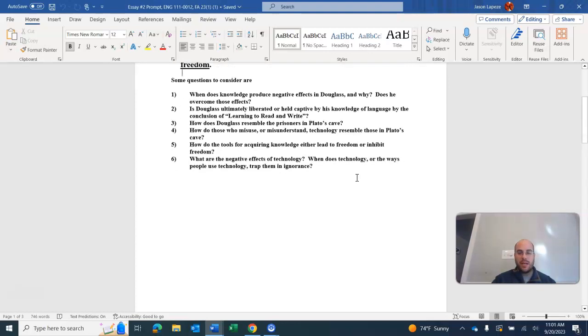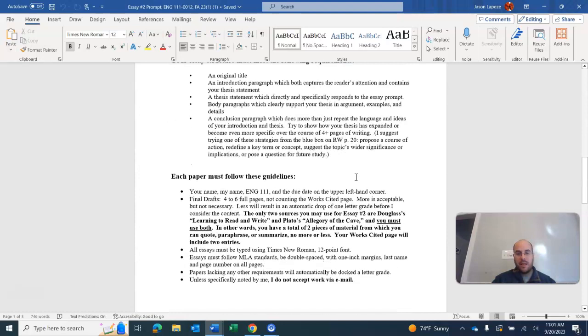Make sure you understand, as I scroll through the prompt here, this essay requires no research. No research is allowed for this essay prompt. If you look at the paper guidelines on your prompt, all you can use for support, and what you need to use for support, are Frederick Douglass's Learning to Read and Write and Plato's Allegory of the Cave. And it says in underline there, you must use both.